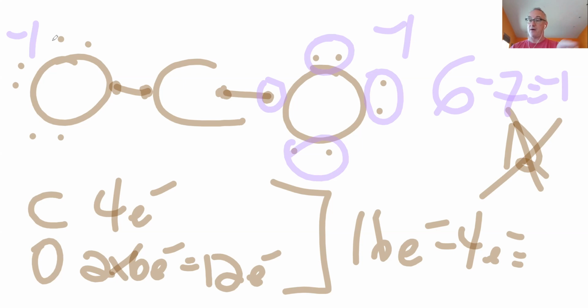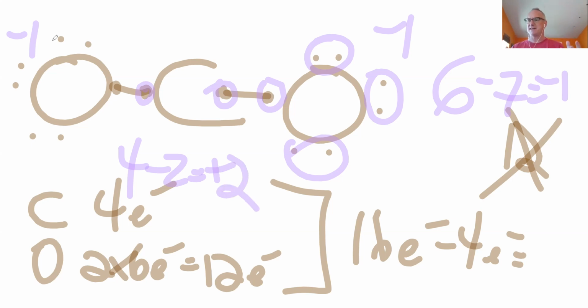Now let's look at the carbon. How many valence electrons is carbon supposed to have? 4. It's supposed to have 4. And how many does it actually have that it can claim as its own? Just 2. Just this one and this one. So its formal charge is +2.